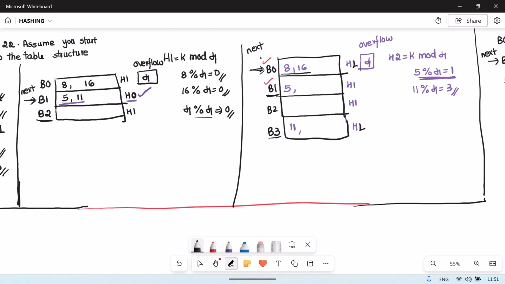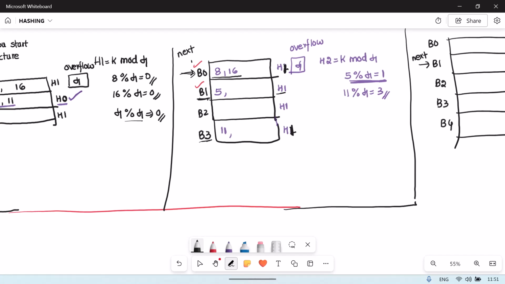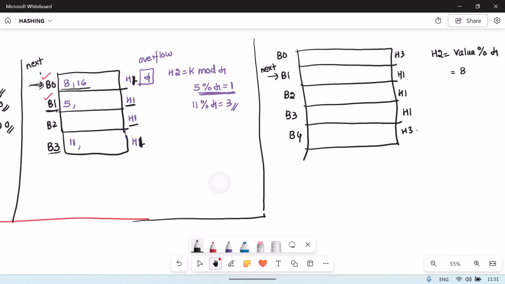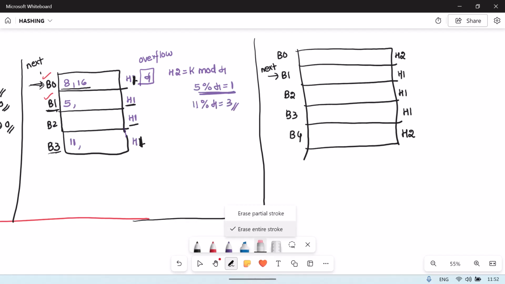So what happens is here there is H1 itself. Here also there is H1. Mod 4, so this also will now become mod 4 only, right? So 5 mod 4 and 11 mod 4, I got this value. Now it will be H2 itself. Don't get confused. It will become H2. H2 is K mod 8.